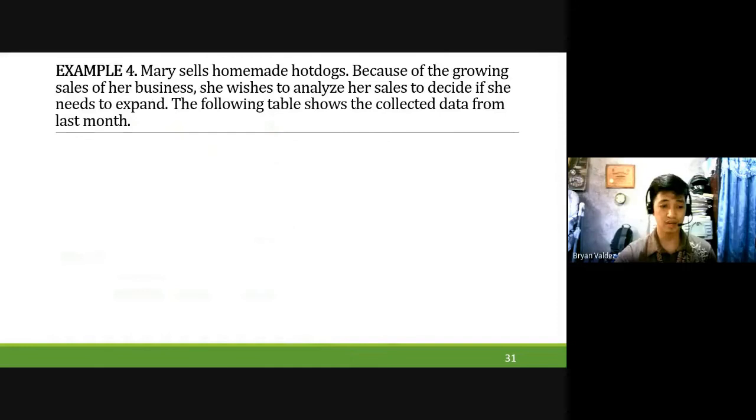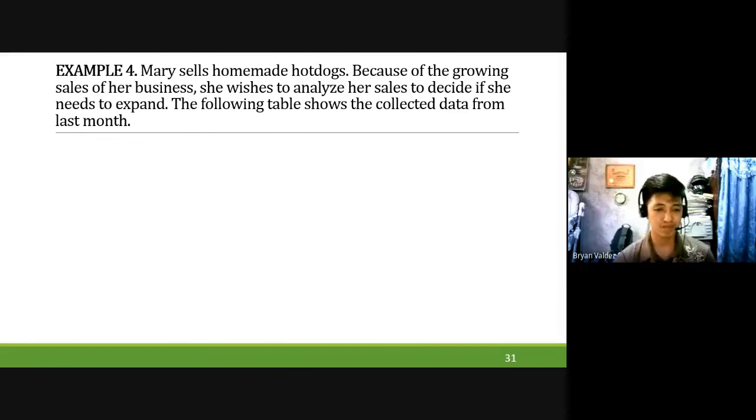So this will be our last example. This will be our last example, number 4. So dito, practical application to, no? So nga pala, lahat ng example na binigay ko sa inyo ay yung all possible problems na may encounter niya.